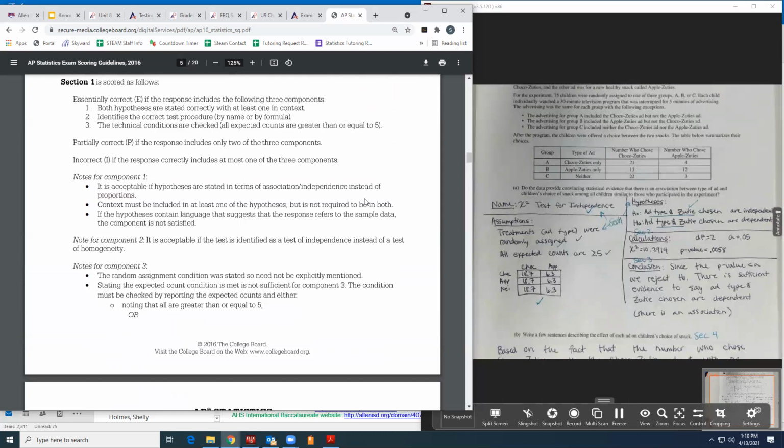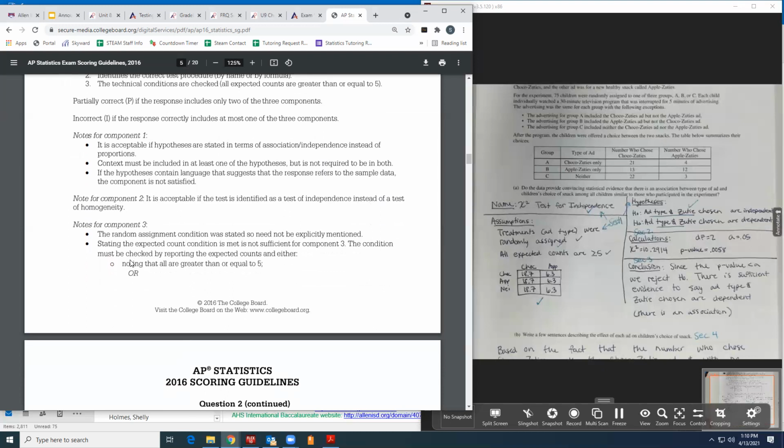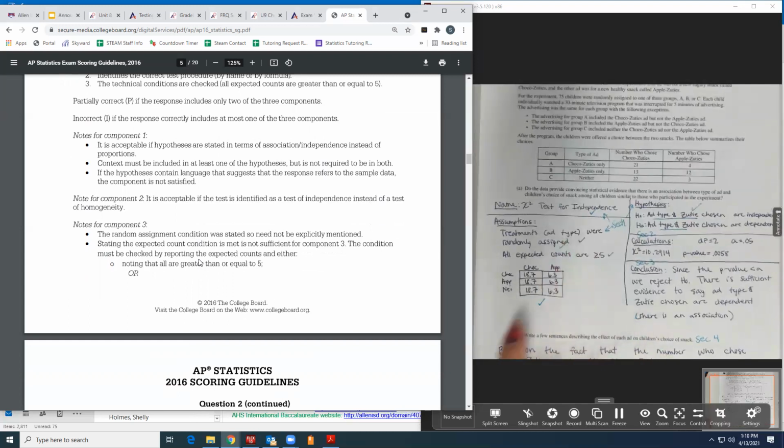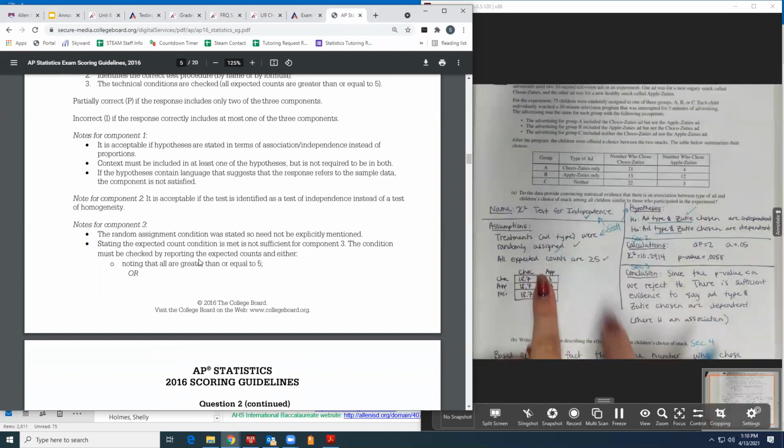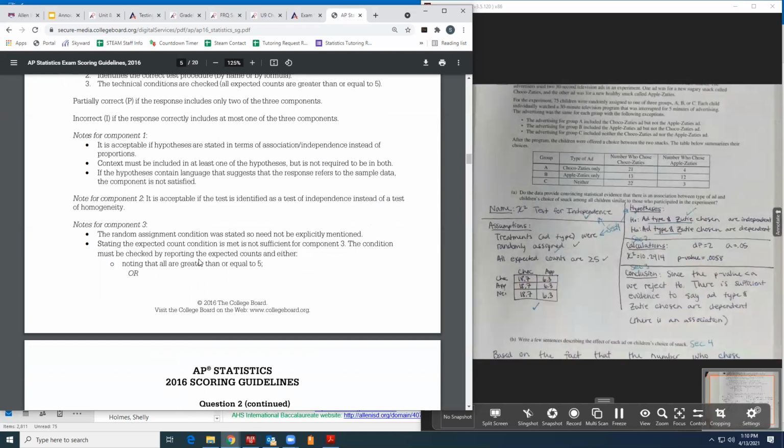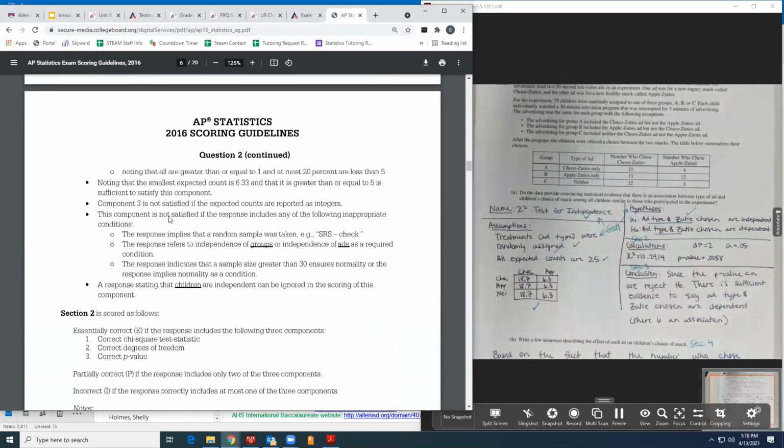So notes for component 1. Yes, we already talked about the hypotheses, chi-square test for independence, but if you did homogeneity, it would still be correct. They did not take off for randomness. You did have to report the expected counts. So you do have to have these to get credit for that check, to get that check mark. So the 3 you needed were the expected counts, chi-square test for independence, and the hypotheses. If all of those were done correctly, let's see. If you did integers, you did not get credit for the expected counts.